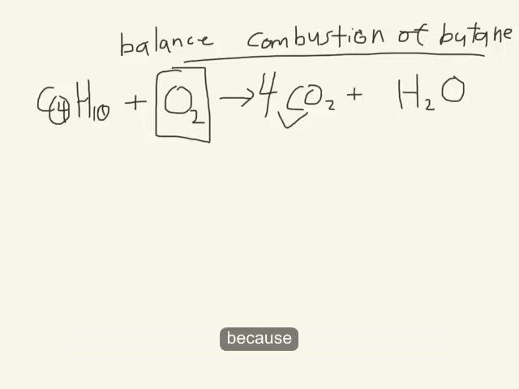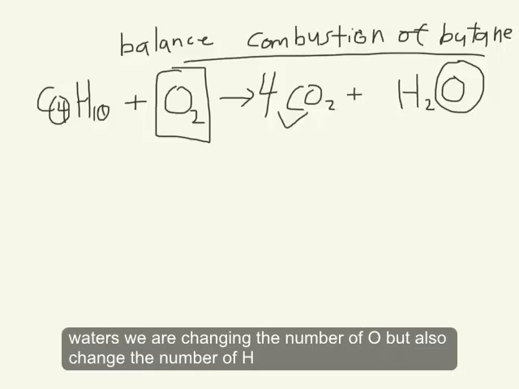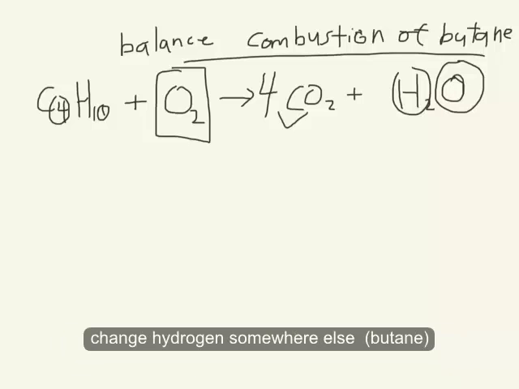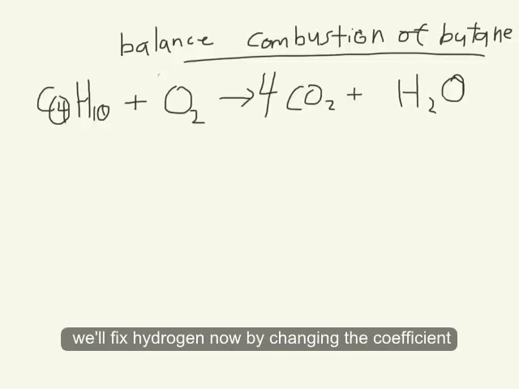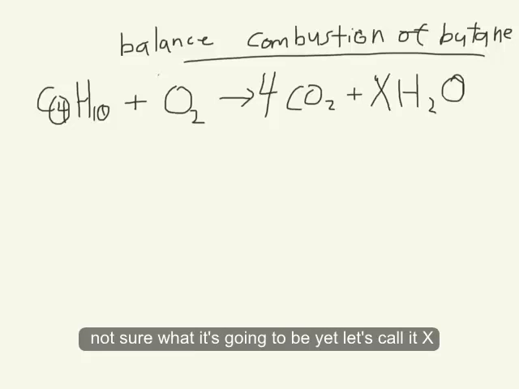Because if we try to fix oxygen by changing the number of waters, we're going to change the number of oxygens, but we're also going to change the number of hydrogens. And then we'll mess up our hydrogens and we'll have to go back and change hydrogens somewhere else. Since I'm leaving oxygen for last, I will fix hydrogen by changing the coefficient here. I'm not sure what it's going to be yet.